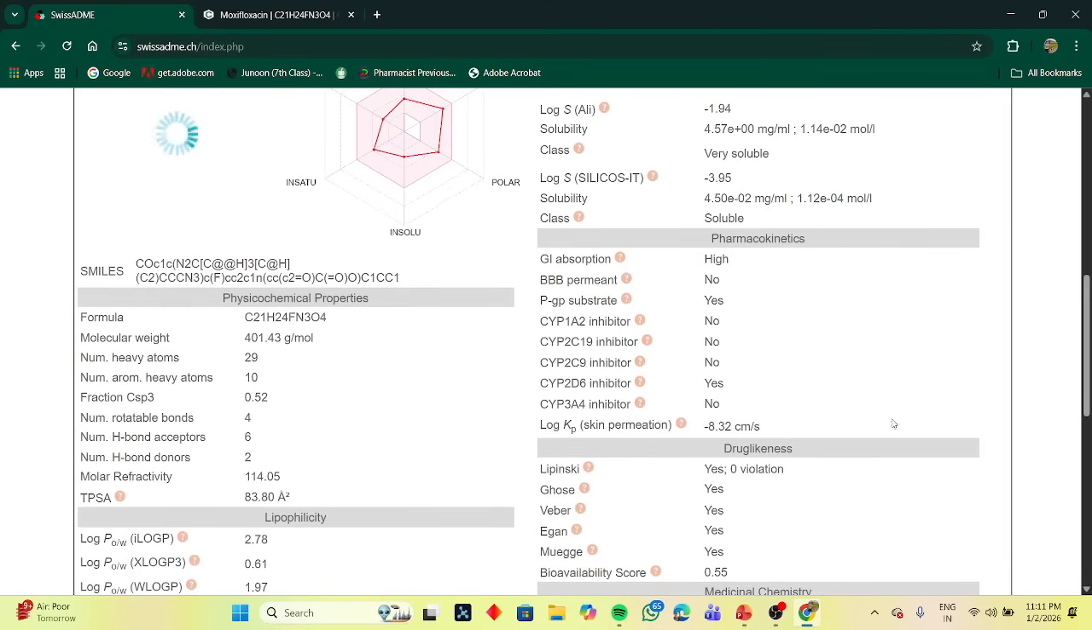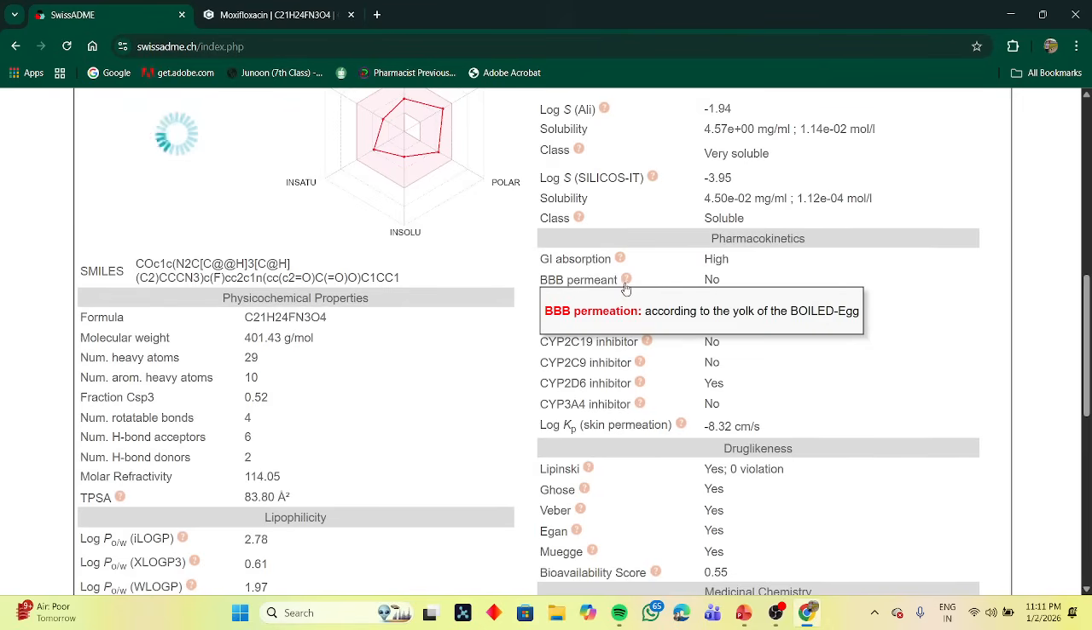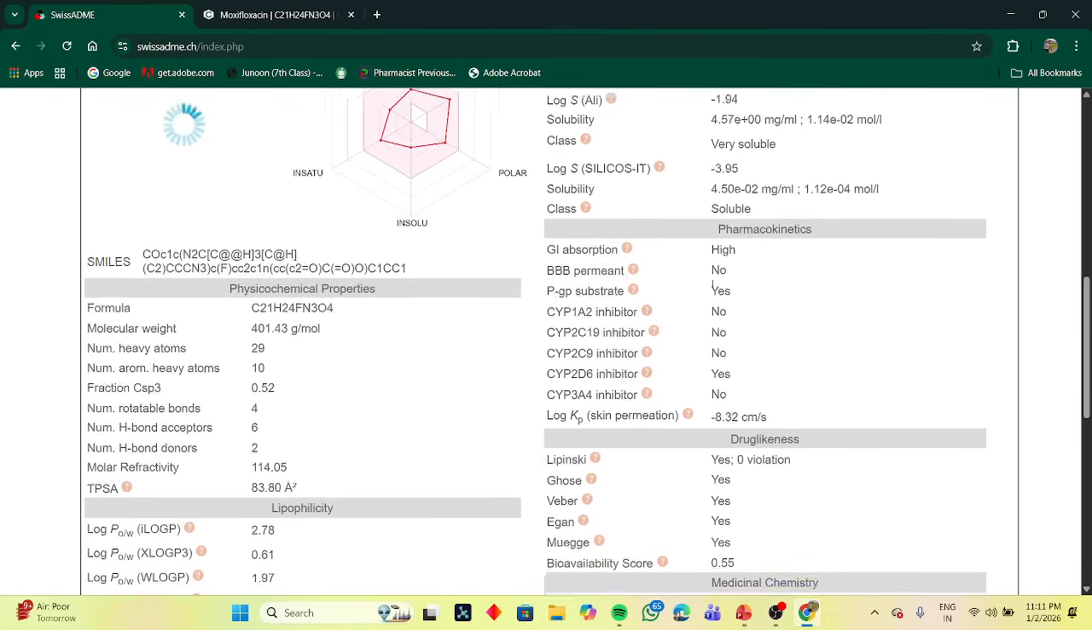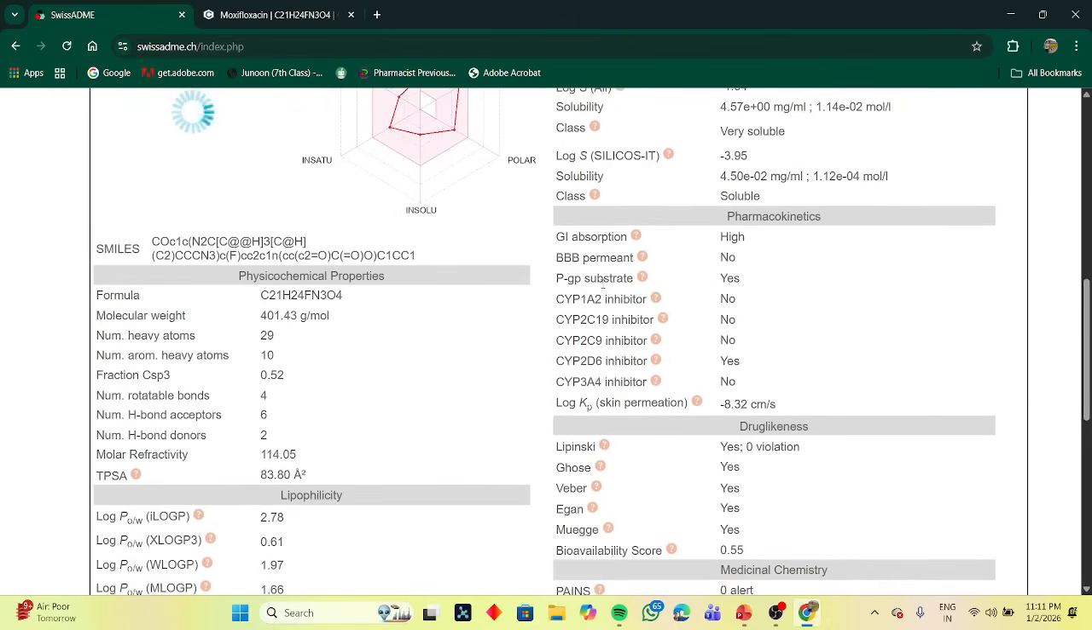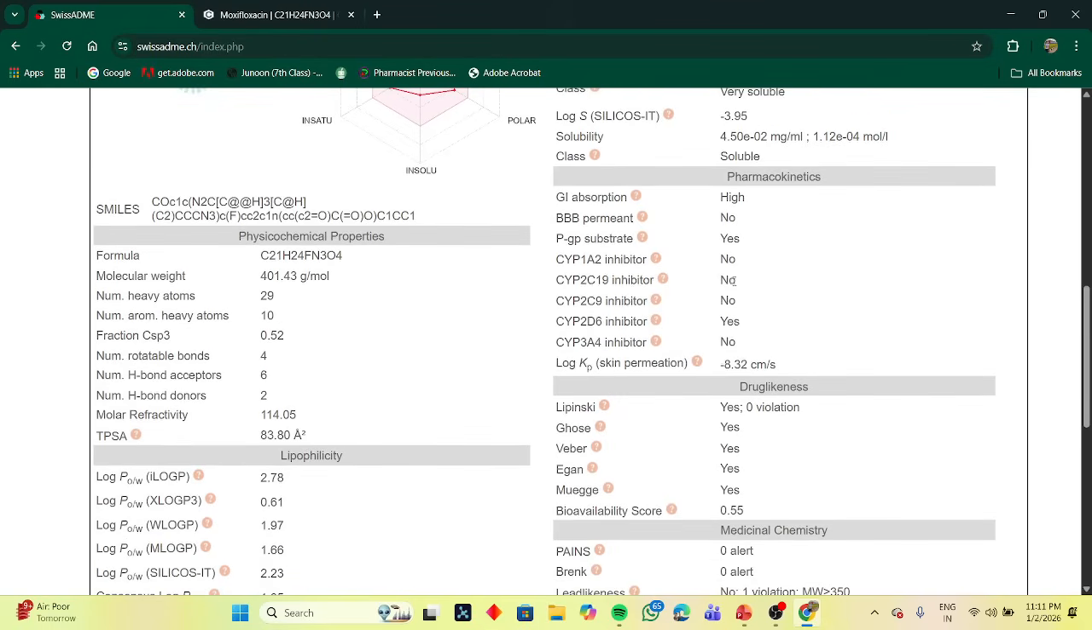Next, pharmacokinetic parameters. It does not cross the blood-brain barrier. Then P-glycoprotein substrate: yes, it has P-glycoprotein activity. There are major cytochrome P enzymes: cytochrome P 1A2, 2C19, and 3A4. It doesn't inhibit the enzymatic activity of these cytochrome enzymes.